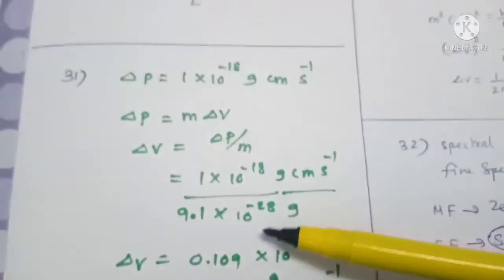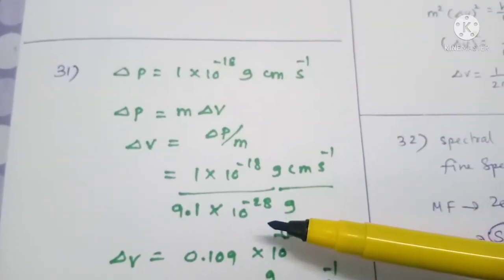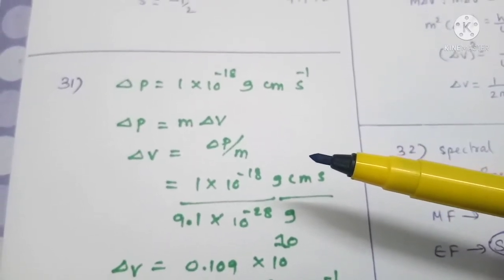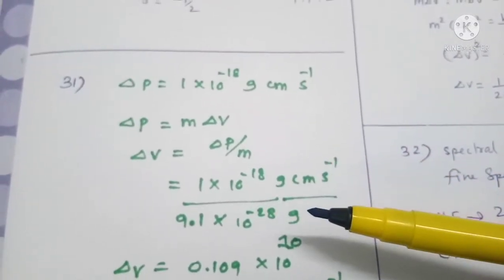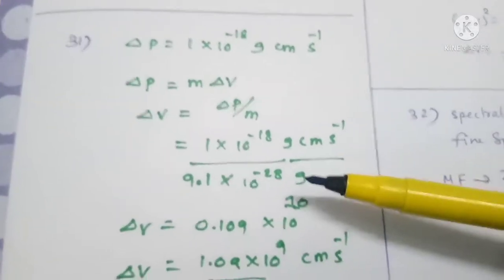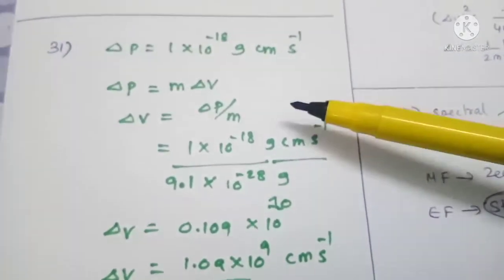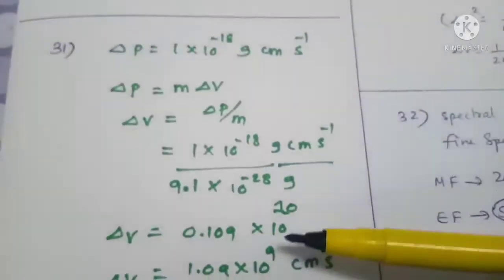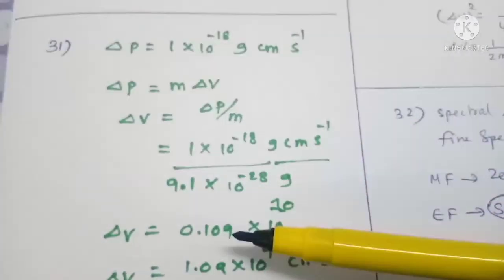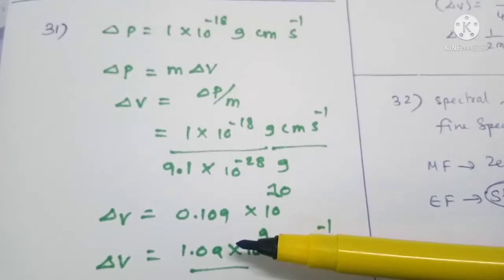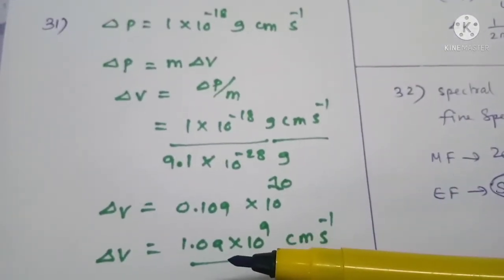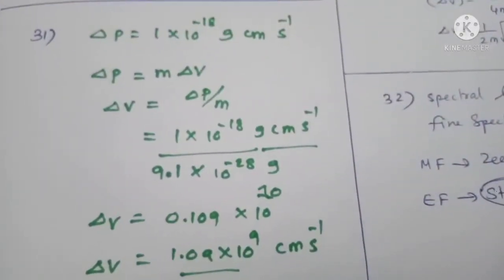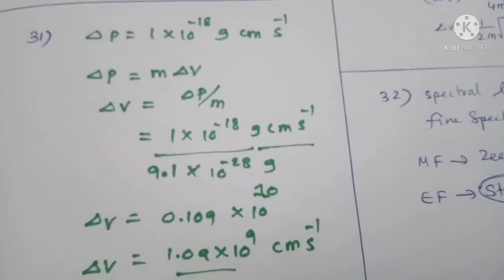Okay, mass of electron 9.1 into 10 power minus 31 kilogram. In gram it is about 9.1 into 10 power minus 28. Okay, right. Now, when this goes up, it becomes 10 power plus 28 minus 18, which is nothing but 10 power 10. 1 divided by 9.1 is nothing but 0.109. Right, I write it in a single decimal, so that delta V is equal to 1.09 into 10 power 9 centimeter per second. Centimeter per second, that is the delta V value.